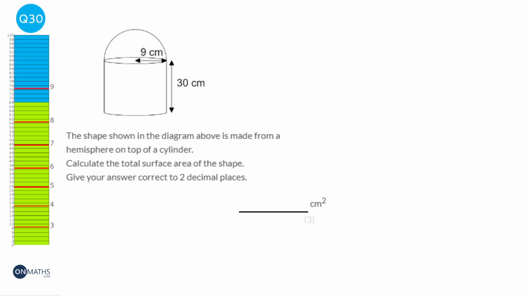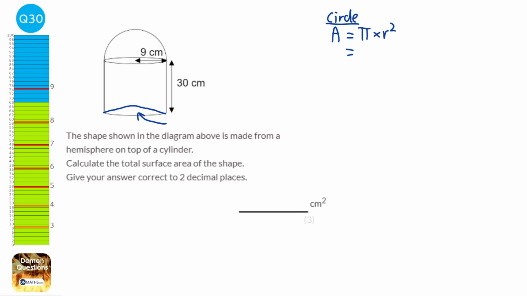So there are three parts that we need to find the area of. We're going to start with the easiest bit first, this circle at the bottom here. So the circle area is just going to be pi times r squared, and the radius is given to us at the top, which is 9, so it's just going to be pi times 9 squared, and that would be 254.469... Well, we could leave it as 81 pi.